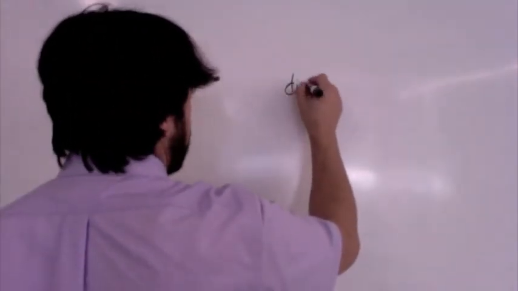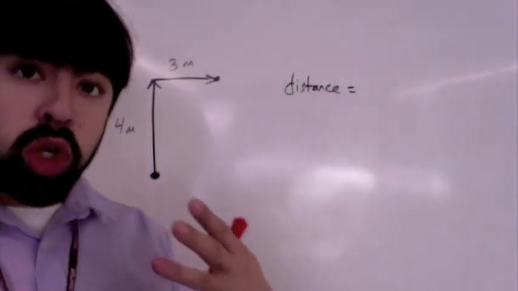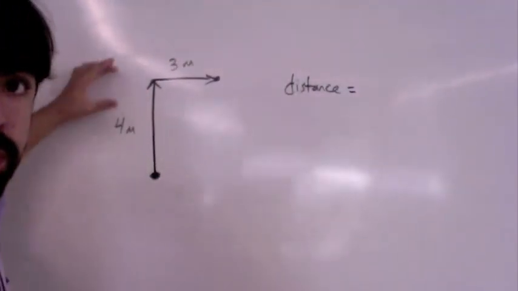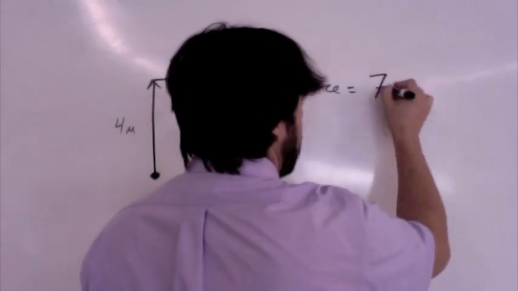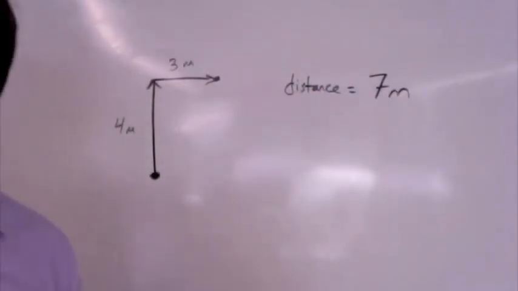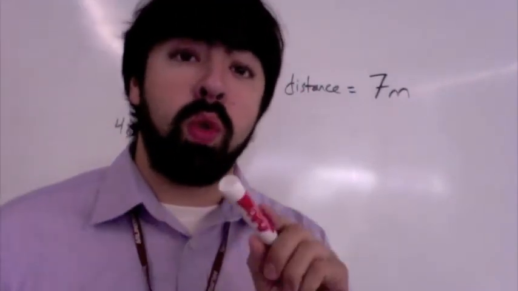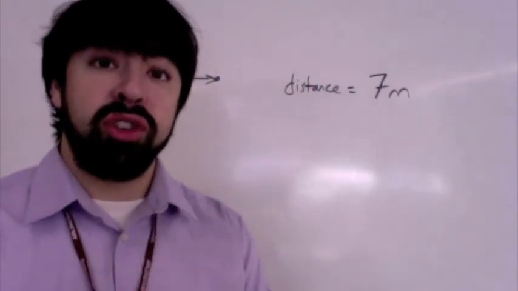Well, your distance is the total of how far you went. 4 meters plus 3 meters. You went a total distance of 7 meters. That's your distance, only how far. Your displacement is where you are relative to your original spot.